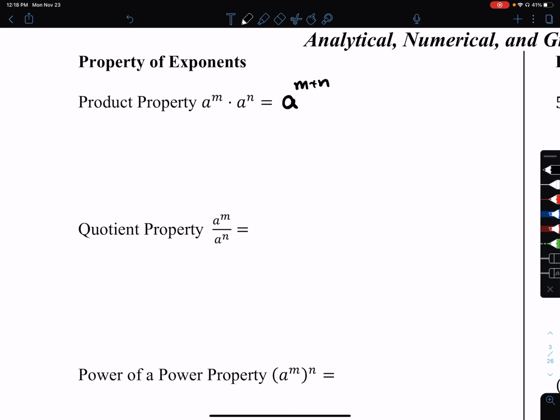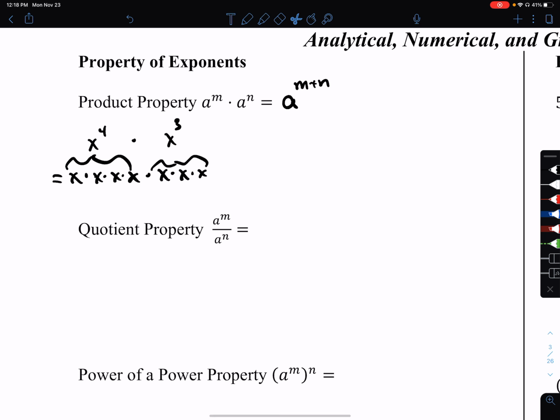Just a quick explanation of why. Let's say that we had x to the fourth times x cubed. X to the fourth means x times x times x times x. X cubed means x times x times x. Exponent is a shorthand for us to be able to write the same thing times itself a lot of times. There are 7 x's here, so essentially we are adding the exponents, 4 plus 3 to get 7.